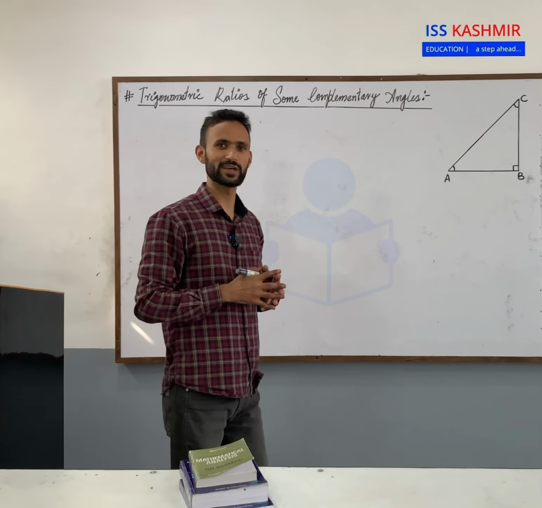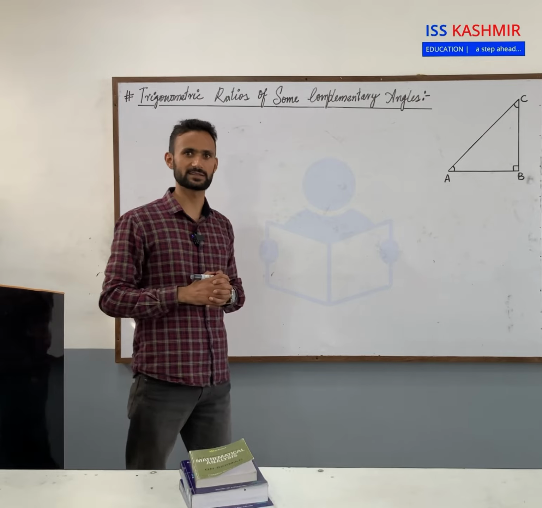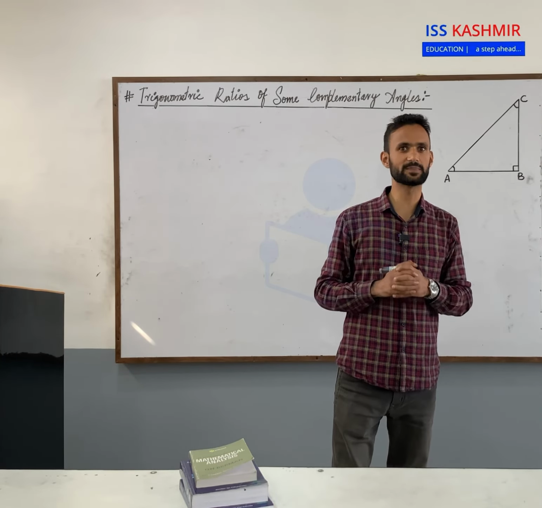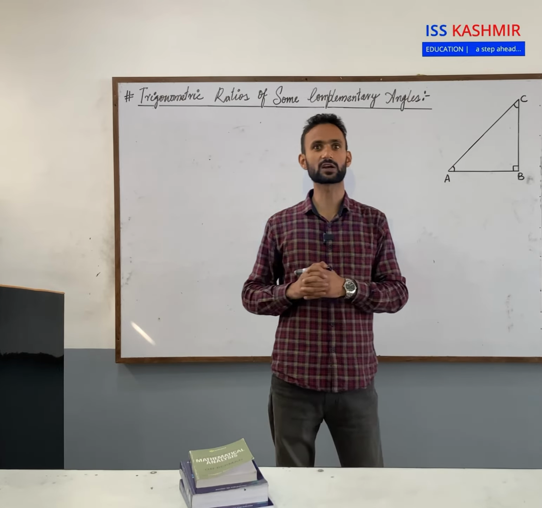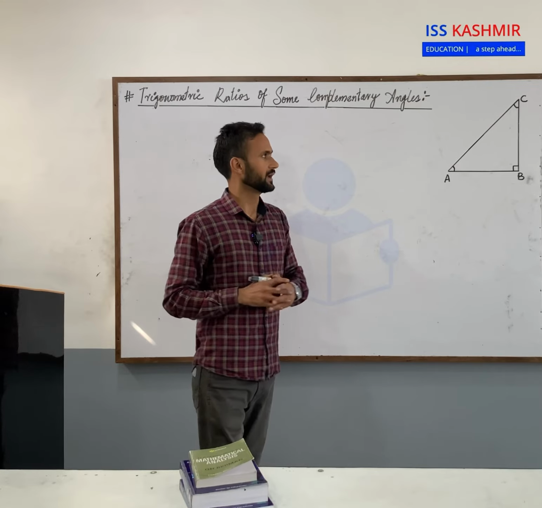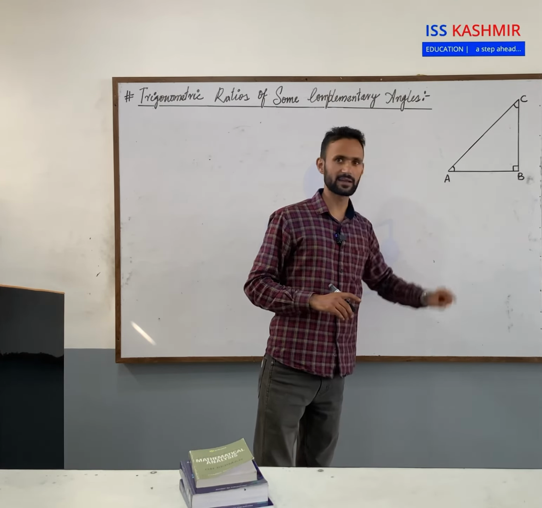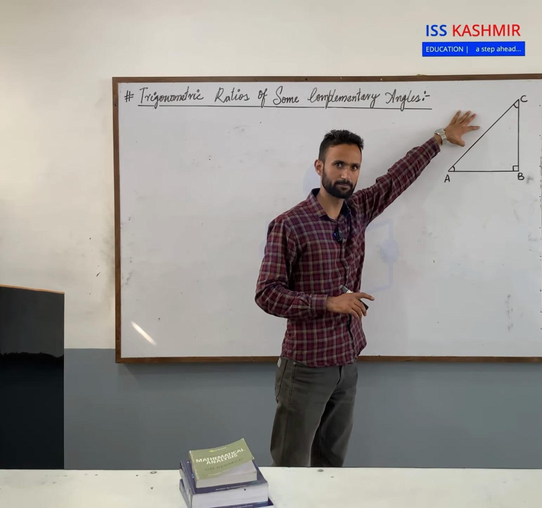Hello everyone, today we are going to learn about trigonometric ratios of some complementary angles. As we all know, two angles are said to be complementary if their sum is equal to 90 degrees. In that case, we say the angles are complements of each other. Consider a right triangle, right angled at B, then the measure of angle B is equal to 90 degrees. In that case, AC is the hypotenuse of this triangle.